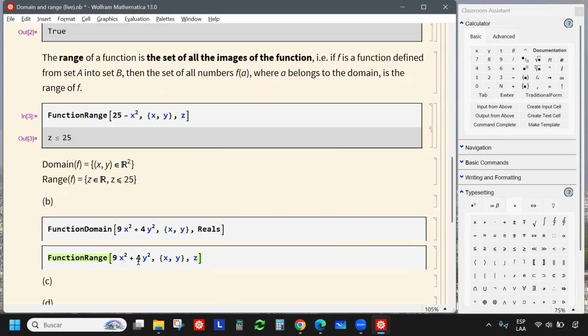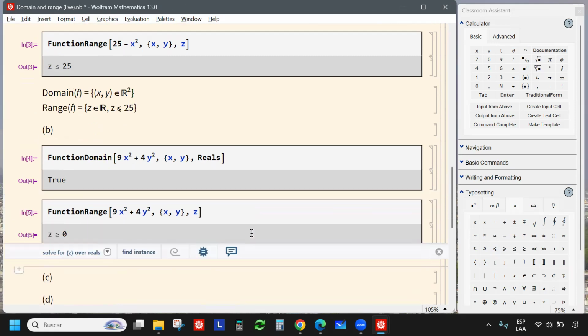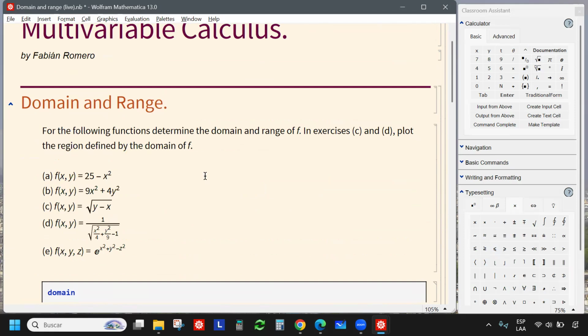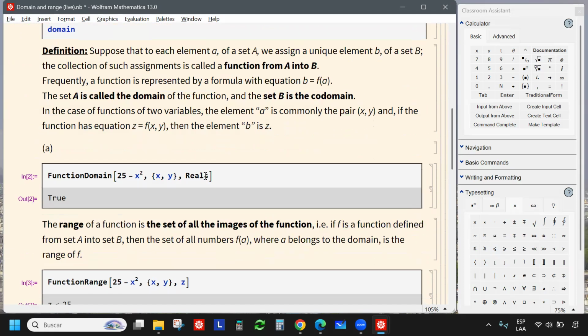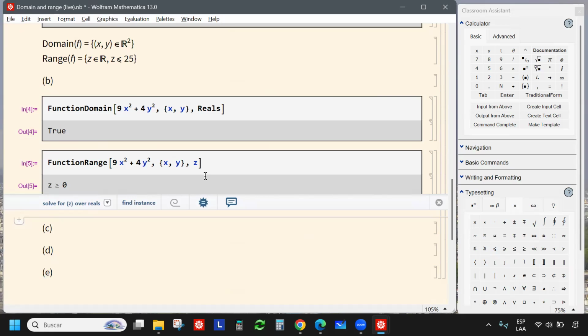Function, here it is. Shift and enter at the same time. Good. Well, in the third exercise, we have a different thing to do. It says, plot the region defined by the domain of f. We will find the domain and the range, but we will also plot the region defined by the domain of f. So let's start.